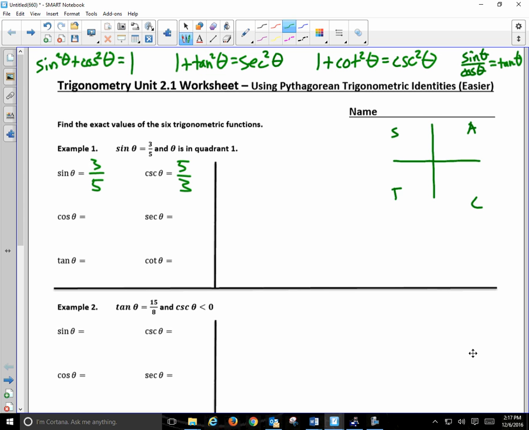But that still doesn't tell me what cosine is equal to. I know it's positive, but can I figure out what cosine is? Which one of these, 1, 2, 3, or 4, will I use to find cosine? Will I use the first formula, the second formula, the third formula, or the fourth one? I'll use the first one. I'll take sine and I will square it. What do you get if you square 3 over 5? 9 over 25.